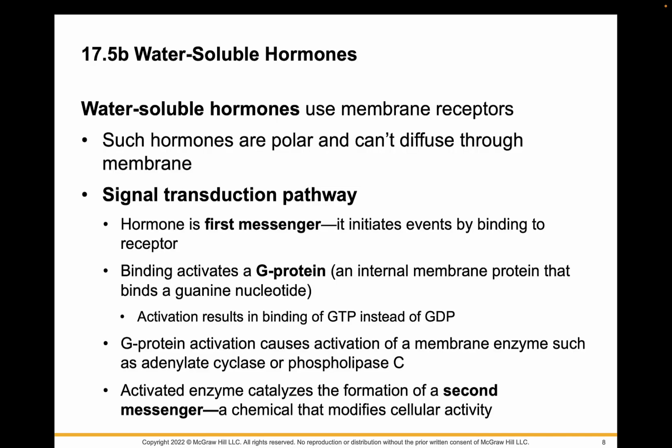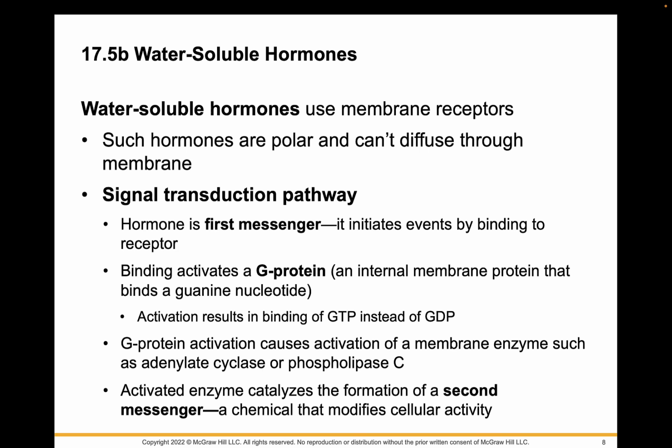Now we have to talk about water-soluble hormones. Now remember, these are actually going to use membrane receptors. And remember, hormones that are water-soluble are polar, so they do not have the ability to diffuse through the cell membrane. They're going to act through what we refer to as a signal transduction pathway.